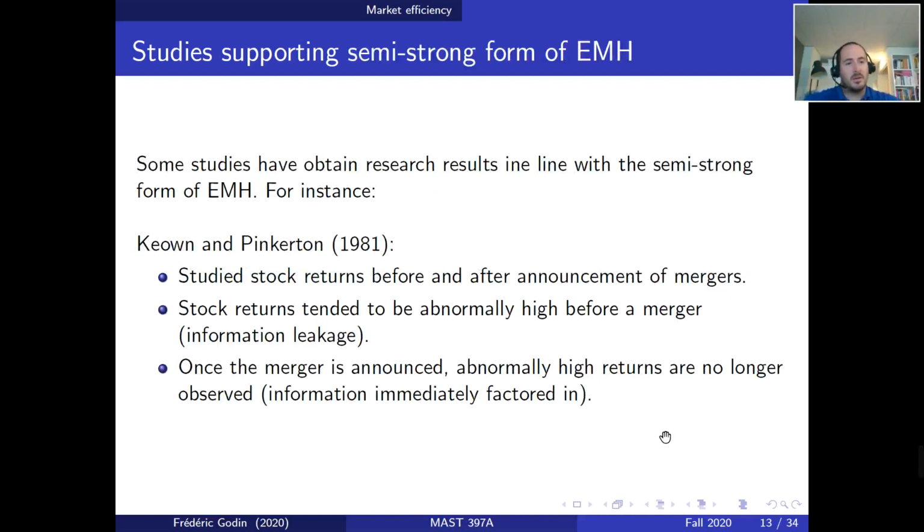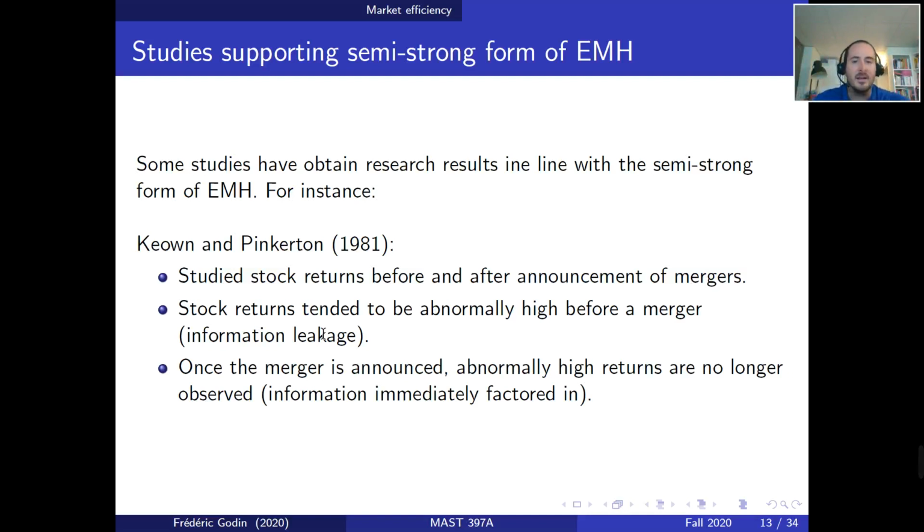Now, there were other studies which tended to support the semi-strong form of the efficient market hypothesis. For instance, there's the study of Keown and Pinkerton, which studied the return on the stocks of companies right before and after a merger is announced. Okay, so let's say two companies merge together. This should have an impact on the price of the stocks. So the authors looked at the price of the stocks of the two companies before the merger is publicly announced and right after the merger is publicly announced.